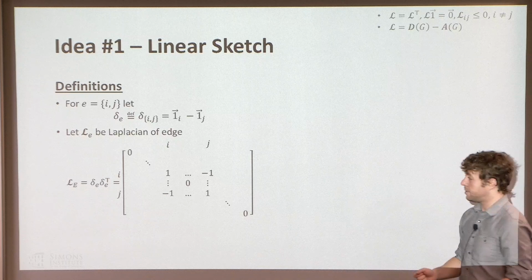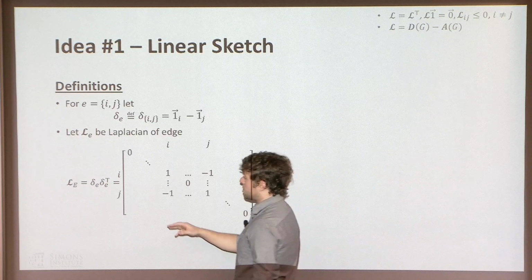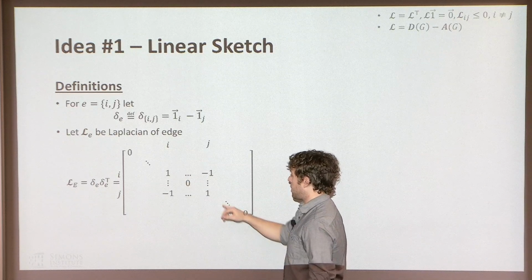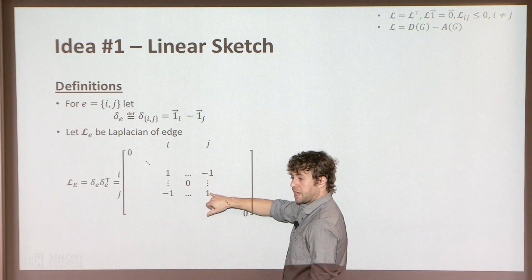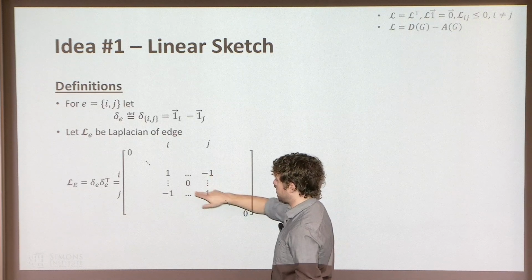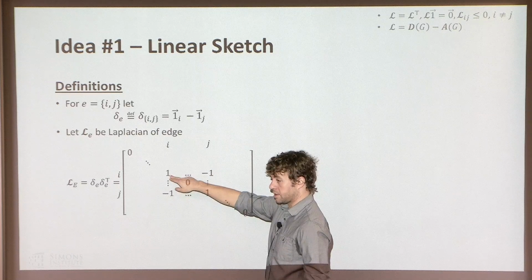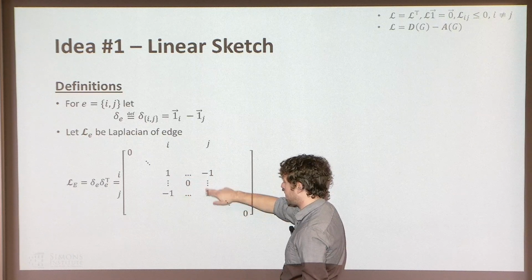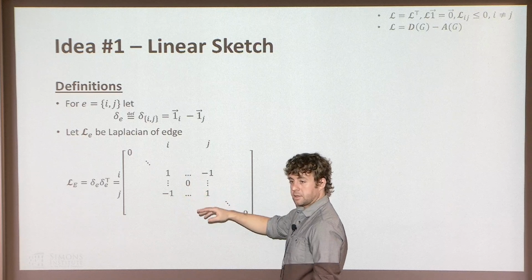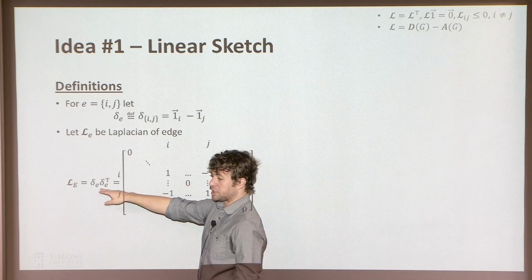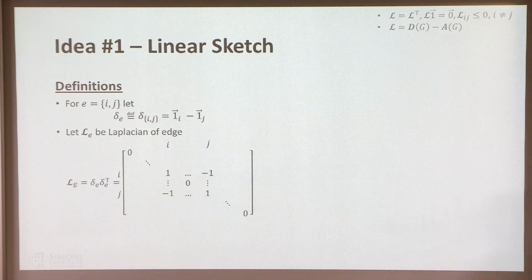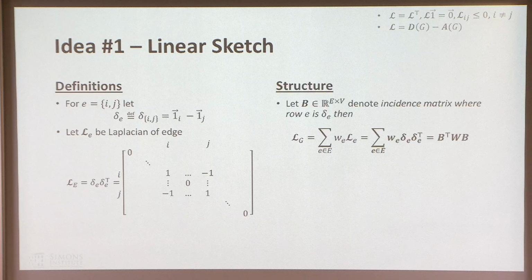And it's not too hard to see that, so we said a Laplacian of a graph had off diagonals equal to the weight and diagonal equal to the sum of the off diagonals. So the Laplacian of a single edge is just going to be this matrix that has 1 in the diagonal entry for i, 1 in the diagonal entry for j, and -1 on the corresponding off diagonals there, and 0 everywhere else. And if you think about it for a sec, that's the same as just the outer product of delta E and delta E transpose. Right? So what this means is, using this, we can write Laplacians a bit more compactly.